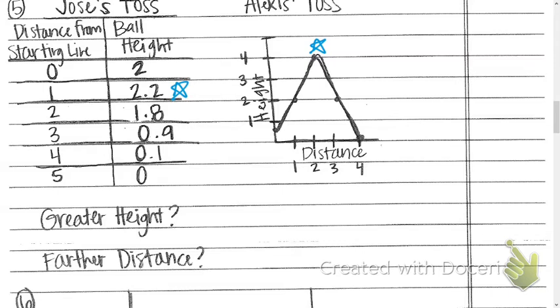Oh my lord. All right, what was Jose's farthest distance? It was 5, so put a circle beside the 5. And Alexis, his distance was what? 4. So put a circle beside 4. So, who had the greater height? Alexis. Apologies. It was Alexis. And who went the farthest? Jose.